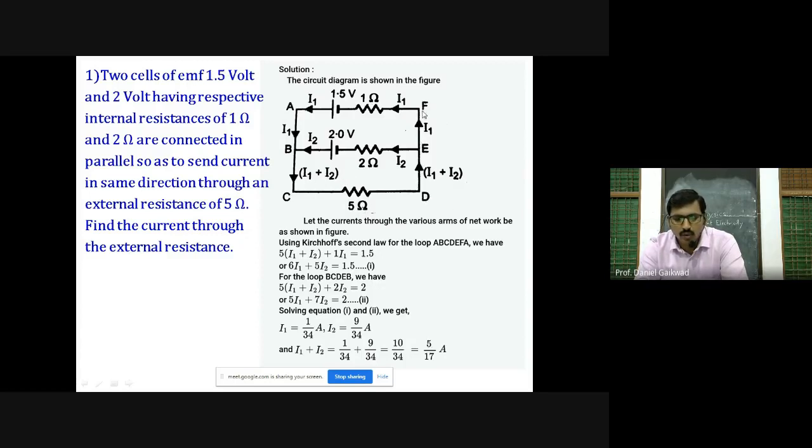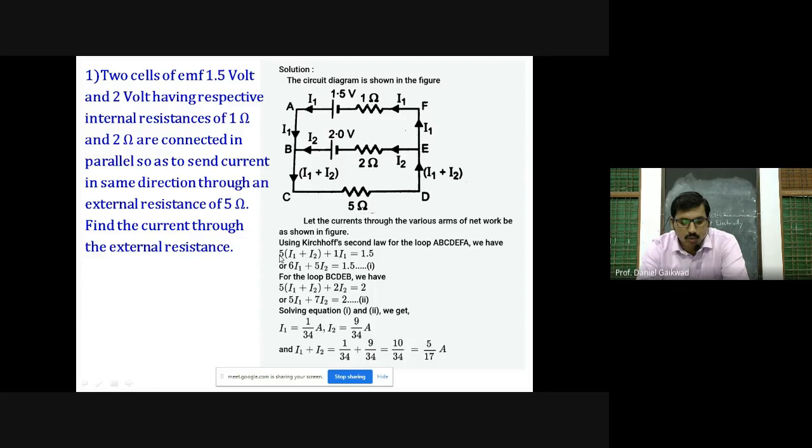Then from D to F there is no component. From F to A, we have a resistance of 1 ohm and the current is I1, again with a negative sign: minus 1 times I1. Then we jump from the negative to the positive of the cell, so we take a positive sign, plus 1.5 V, that is equal to 0. When we solve, with the EMF on one side and the current and resistance terms on the other side, we obtain this equation. Check carefully. This sign will become positive on the other side, so we have the EMF on one side and the potential difference on the other side.